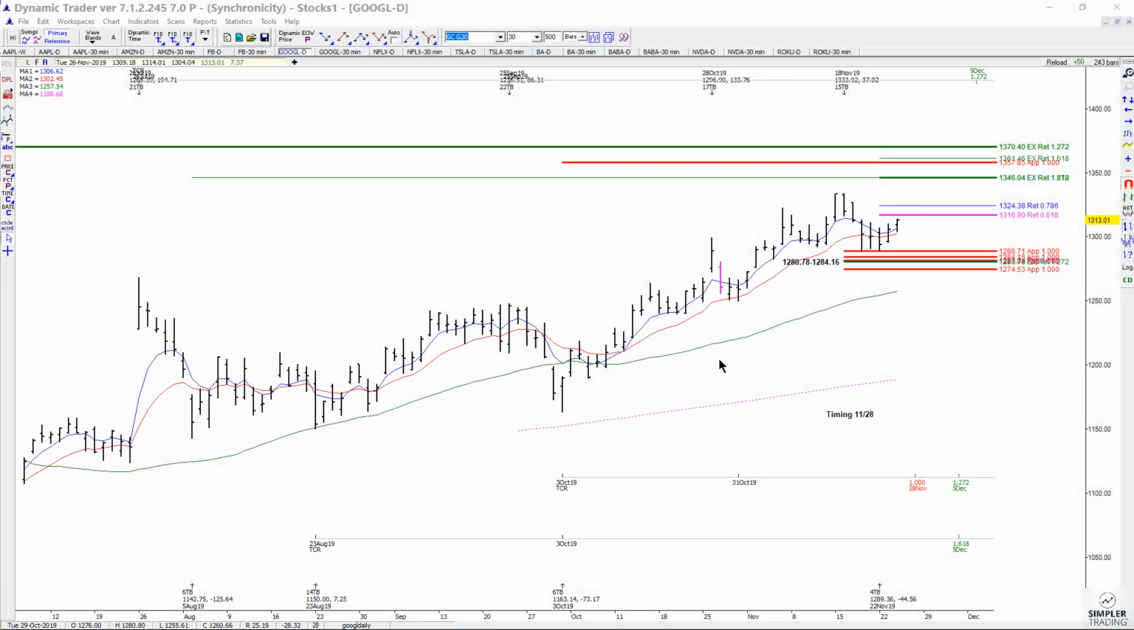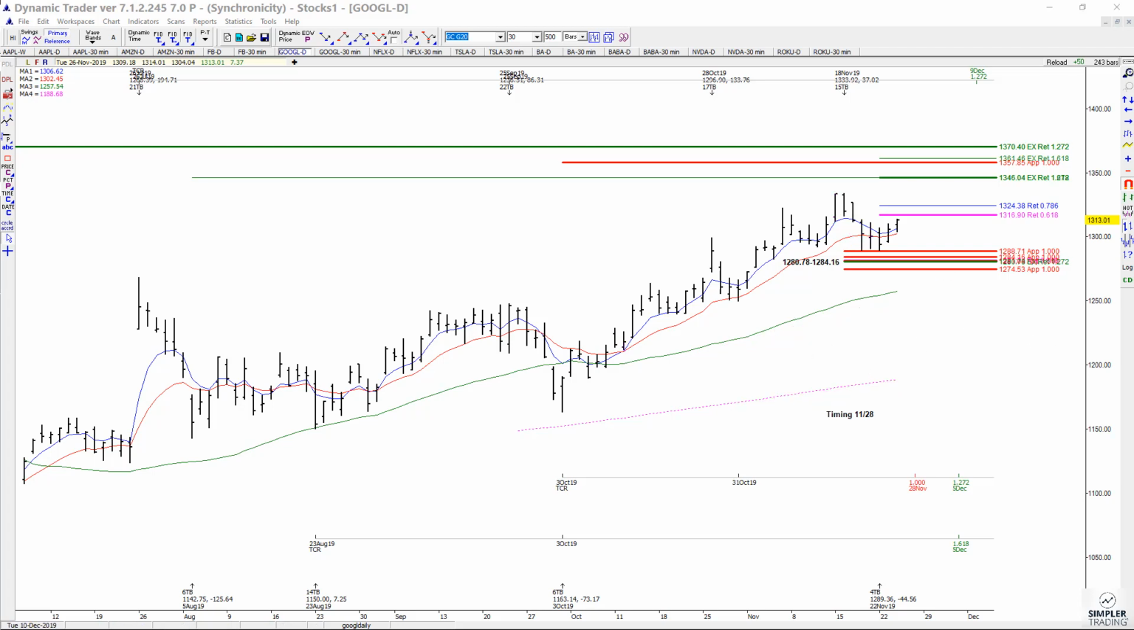In today's video, we're going to take a look at Google and talk about the setup plus the trigger. And let's start with the setup. What I liked about the chart in Google was the fact that we were clearly above the 200, above the 50 simple moving averages, and also the 5/13 was still in a buy mode with the 5 above the 13 as we pulled back into this support recently.